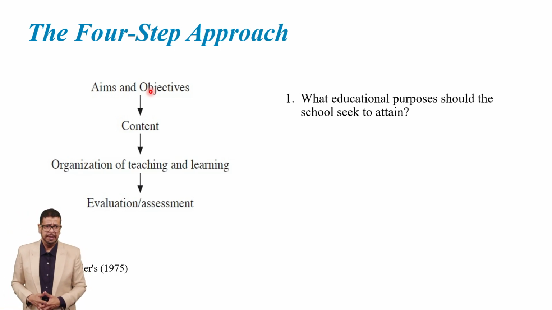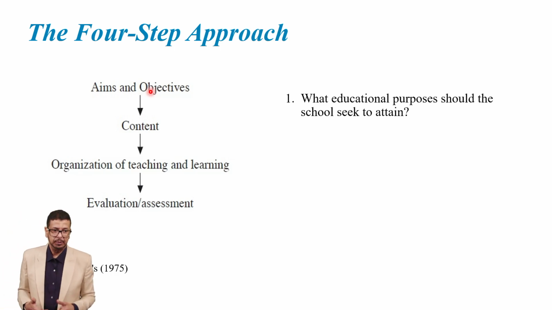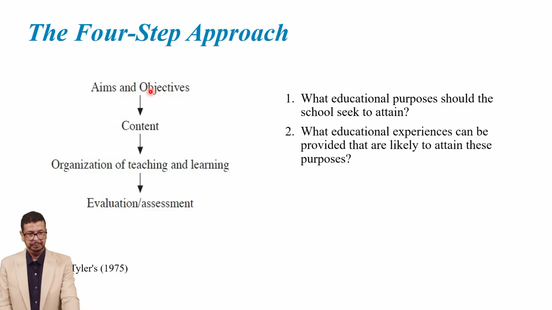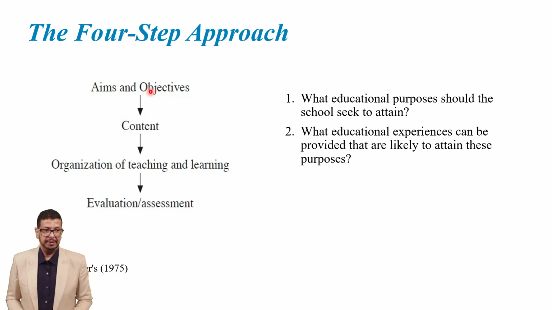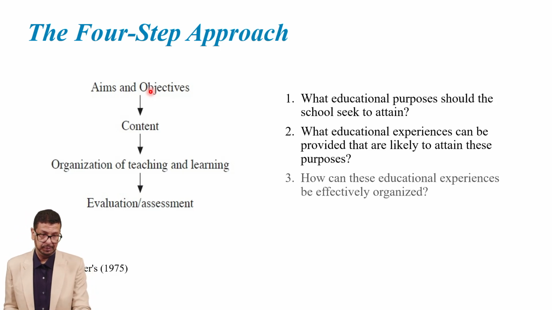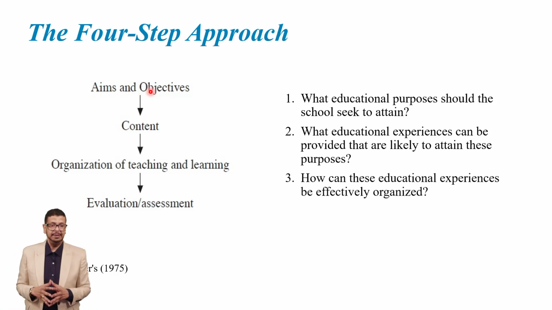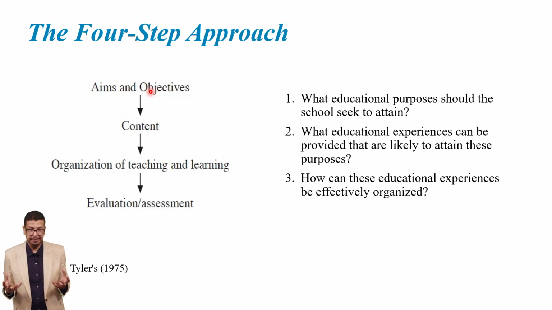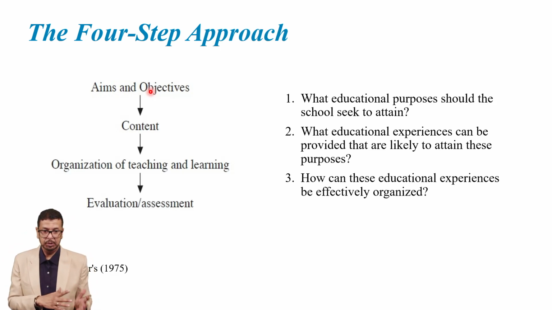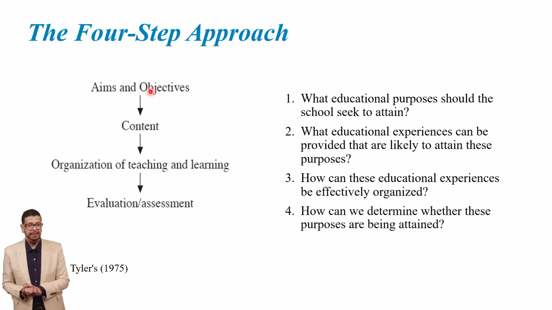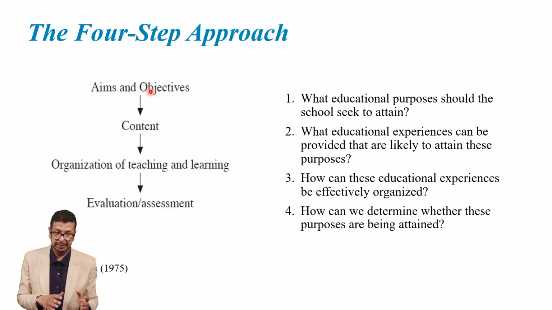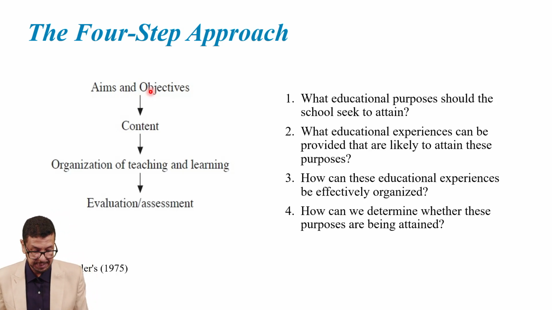The first question here: what educational purpose should the school seek to attain? What educational experience can be provided that is likely to attain this purpose? How can this educational experience be effectively organized? Scope, options, modular. We'll describe this in detail in the subsequent videos. And how can we determine whether these purposes have been attained? And this is by the assessment of the curriculum. So this is a 4-step approach.